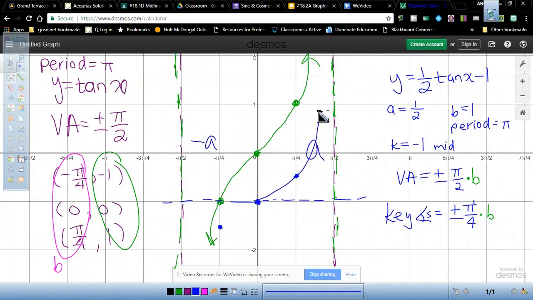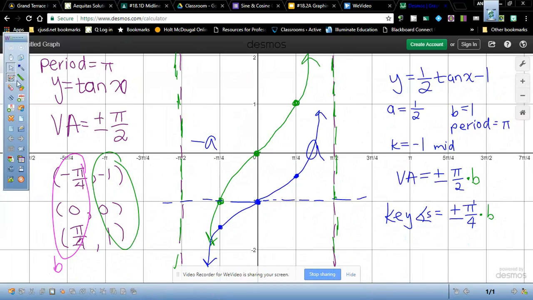So I end up with a wider graph. Well, really a shorter graph that's been moved down. And so hopefully some of those basic transformations help you better remember how to do these going forward.